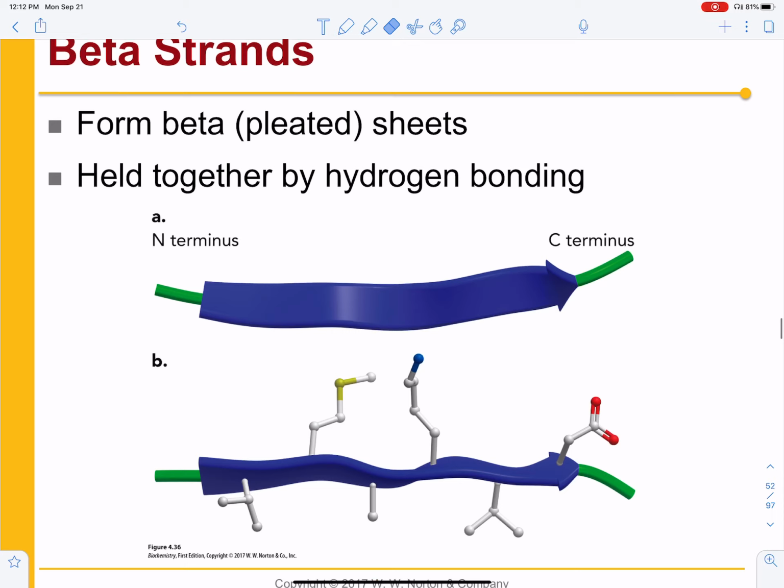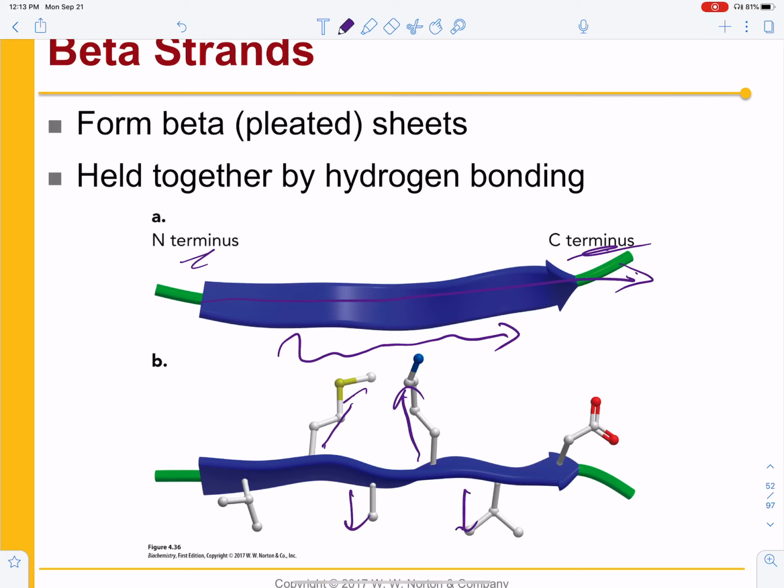Next up is beta strands or beta pleated sheets. They again are held together by hydrogen bonds. They are depicted in this ribbon structure by an arrow, and they have an amino terminal and carboxy terminal loop as well. The way these work is that this is the polypeptide backbone here, and the R groups project up and down from the polypeptide backbone.